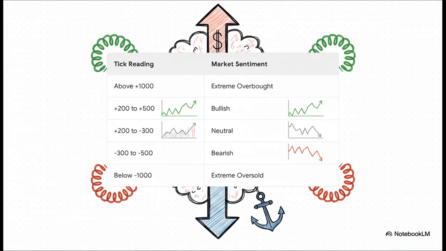And this table here breaks it down really well. You've got your bullish and bearish zones in the middle, but look at the top and bottom. Above plus 1,000, we're talking extreme overbought. Below minus 1,000, extreme oversold. These are the moments when the market's rubber band has been stretched too far in one direction, and it might be about to snap back. That's a huge clue for a trade.